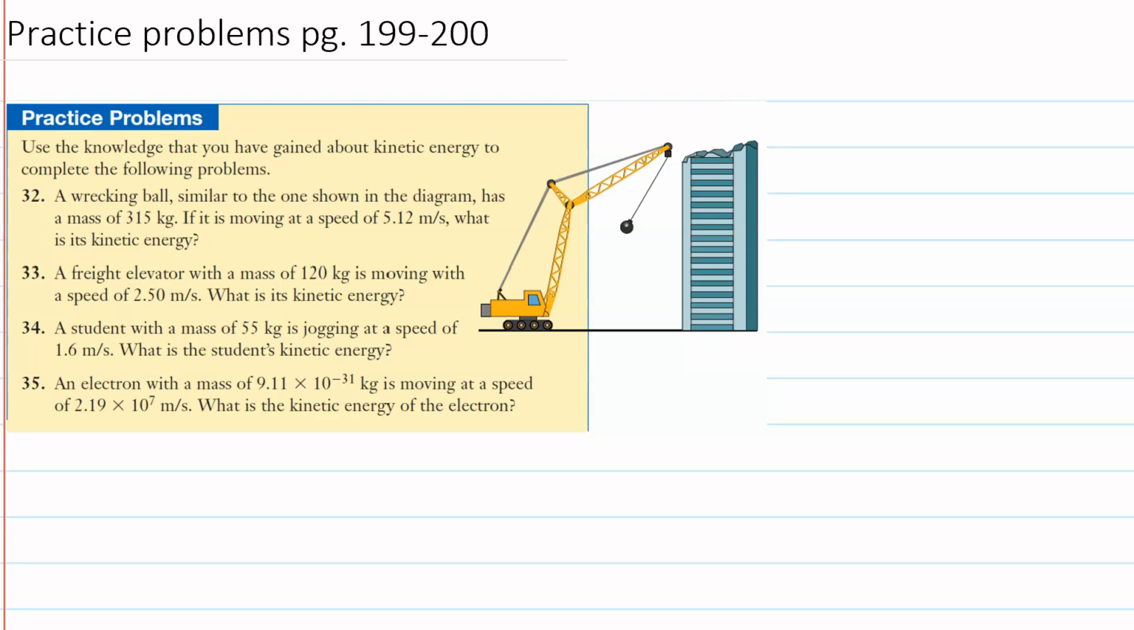Okay, let's look at these problems. Let's look at 32 here. A wrecking ball, similar to the one shown in the diagram, has a mass of 315 kilograms. It's moving at a speed of 5.12 meters per second. What's its kinetic energy? Well, we have a formula for that.